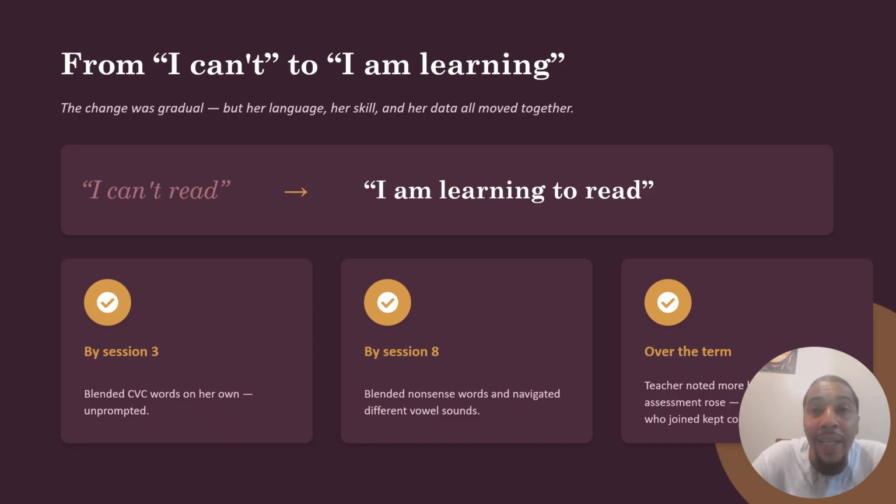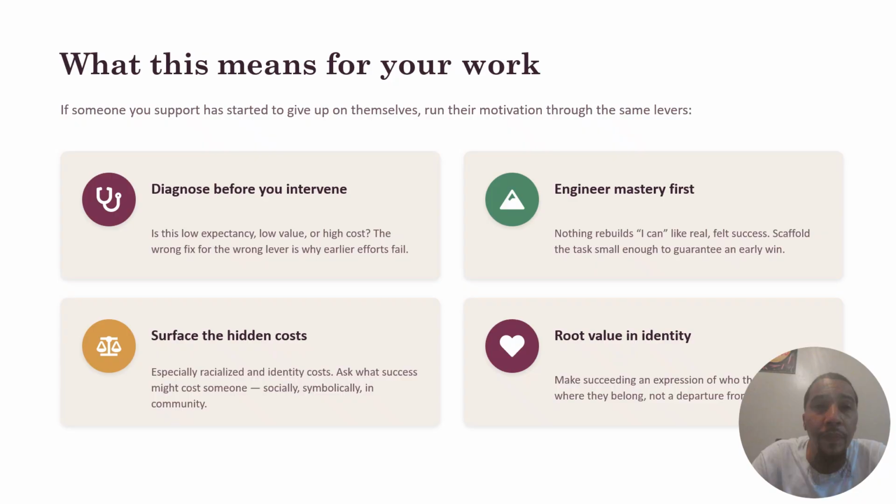And here's a detail I love. The classmate I invited to make learning communal kept attending on her own. The belonging worked on both of them. Let me turn this into something you can use because levers generalize far beyond one kindergarten reader. If anyone you support, a student, a mentee, a child, has started to give up on themselves, run their motivation through the same four moves.